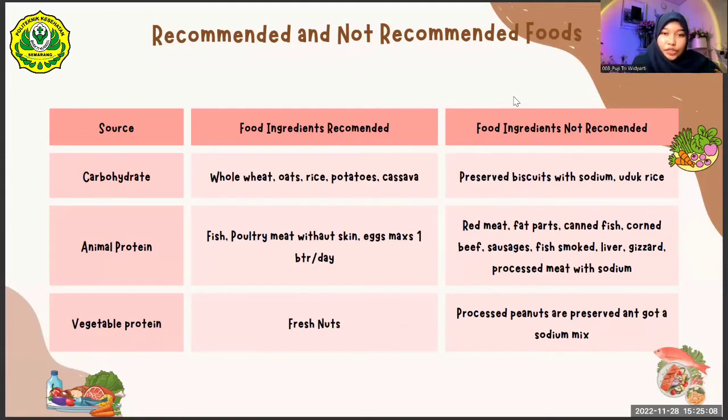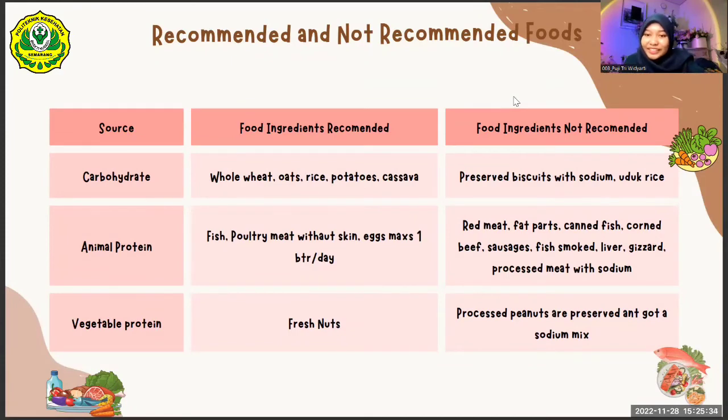So everyone, these are recommended and not recommended foods for hypertension patients. The first is carbohydrates. Recommended food is whole wheat, oats, rice, potatoes, and cassava. Not recommended food is preserved biscuits with sodium or nasi uduk. And then animal protein. Recommended is fish, poultry without skin, and egg maximum 1 per day.